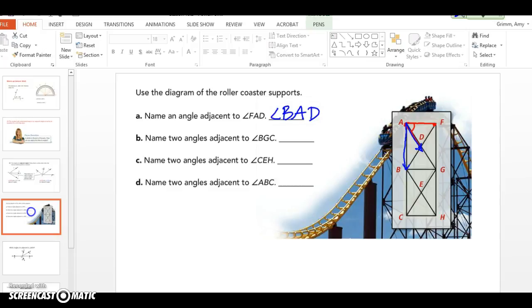Name two angles adjacent to BGC. All right, so here is B, here is G, and here is C. All right, so here's the angle I'm talking about right there. Name one. We're supposed to be naming two, so name one that's adjacent.